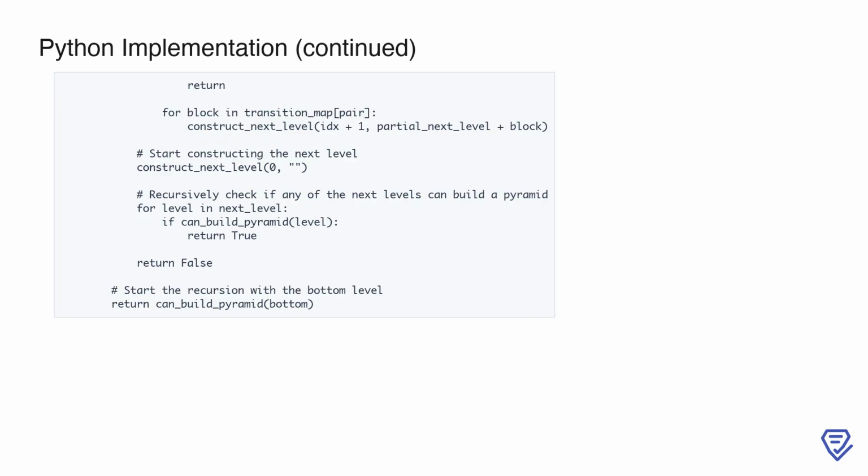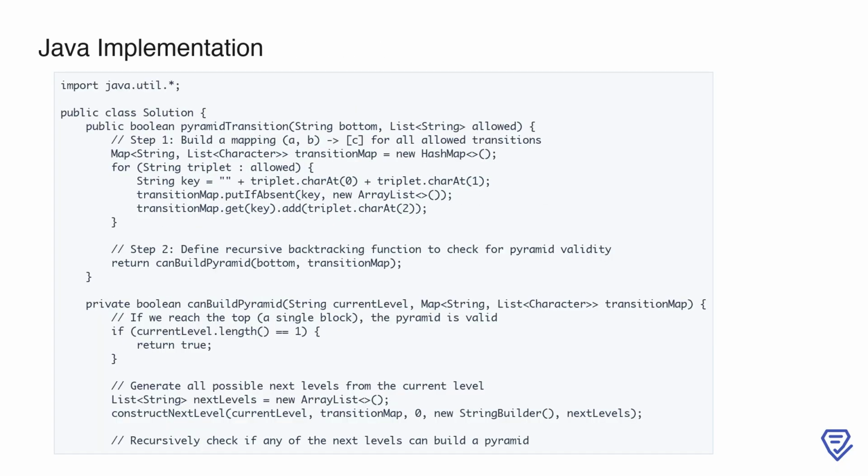Finally, the recursion is initiated with the given bottom level, and the result of can_build_pyramid(bottom) determines whether the pyramid can be successfully built. This approach ensures we explore all viable paths while efficiently pruning invalid ones, leveraging the recursive depth-first search strategy. Here, we start with the implementation of the pyramid transition logic in Java.